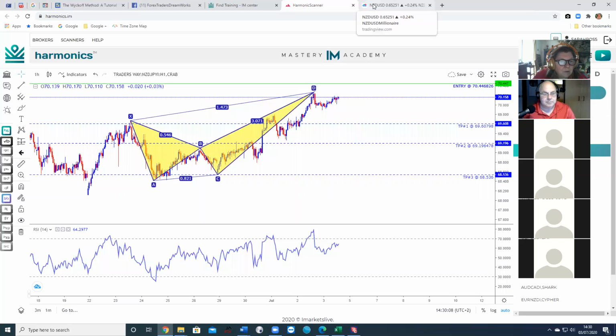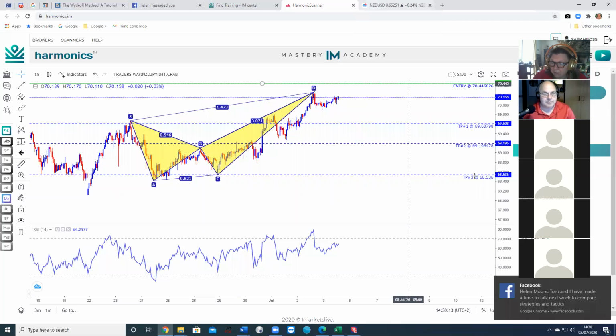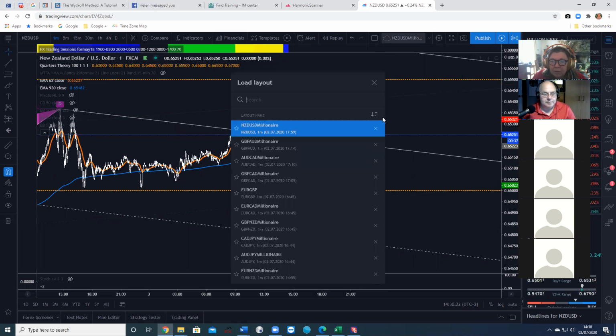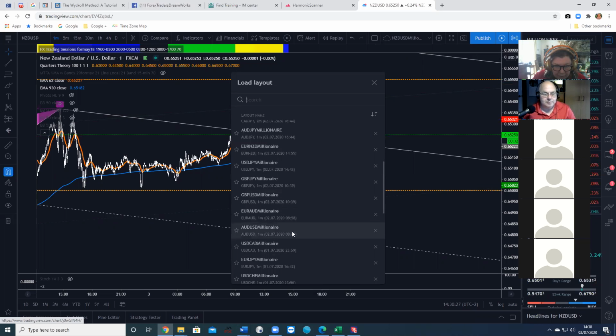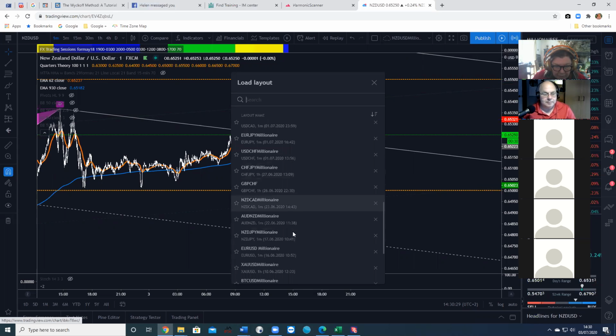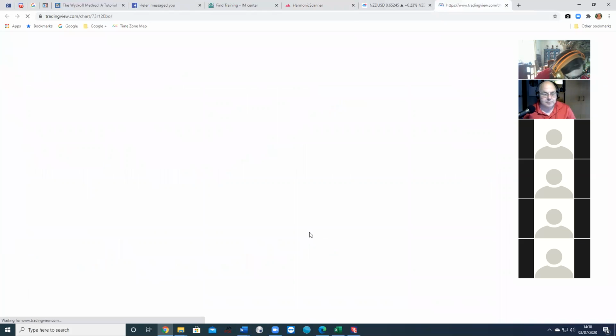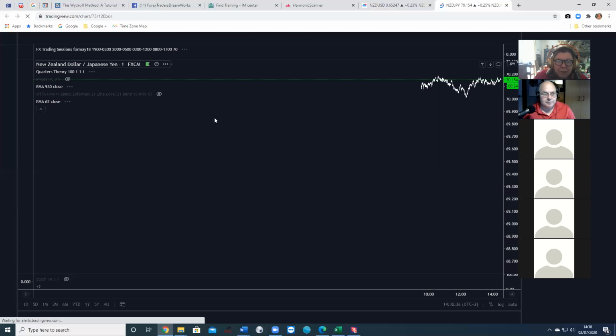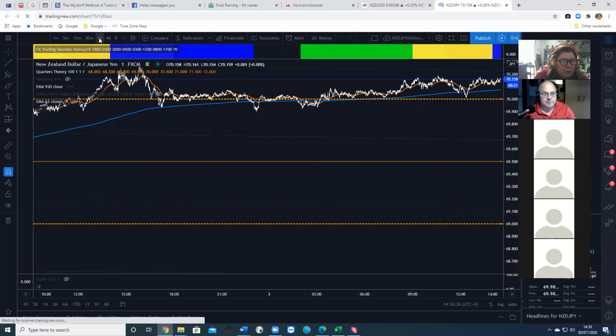So let's come over to our NZD JPY hourly. Load the chart. There we are. Put it on the hourly time frame. It must match your harmonic scanner time frame when you're drawing them.